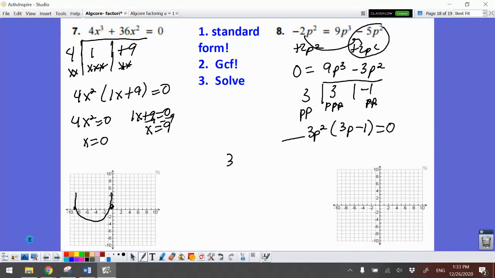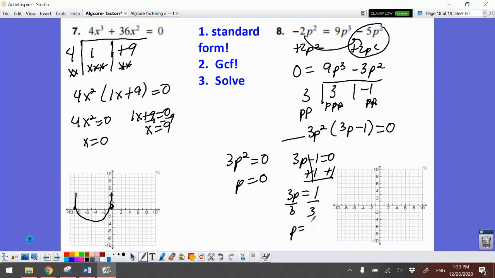a 3p minus 1 equals 0. Okay, so we've got 3p squared equals 0. So p equals 0. Again, dividing by 0 and taking the square root, it's going to be 0. I'm not adding or subtracting anything. 3p minus 1 equals 0. I need to add my 1. So 3p is equal to 1. Divide by 3, p is 1/3, which is 0.33. So again, this one is going to be really close together. It's really skinny. It's a parabola also.